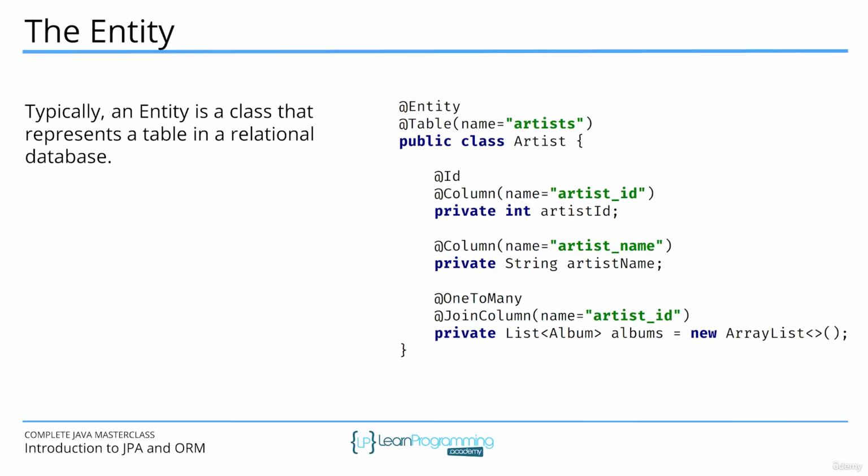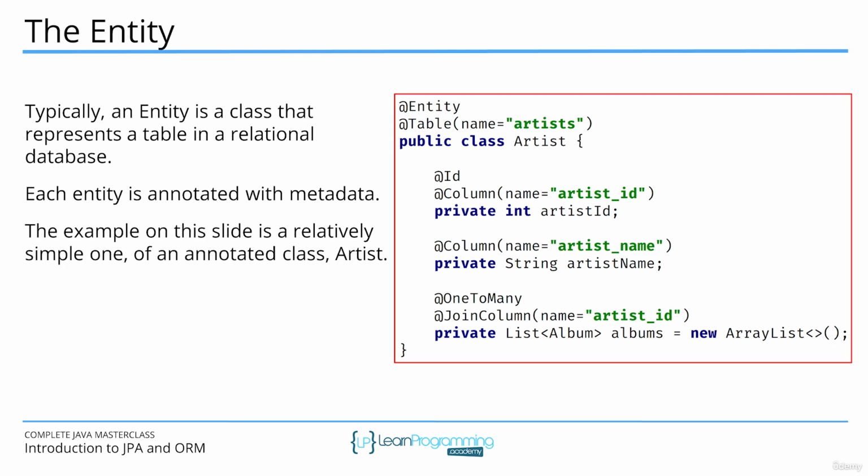Typically, an entity is a class that represents a table in a relational database. Each entity instance corresponds to a row in that table. Each entity is annotated with metadata to instruct JPA providers how to map its fields to a table's columns, relationships to other tables, and lifecycle management techniques to use. The example on this slide is a relatively simple one of an annotated class, Artist, which would be an entity for our artists table in the music database that we've been working with.